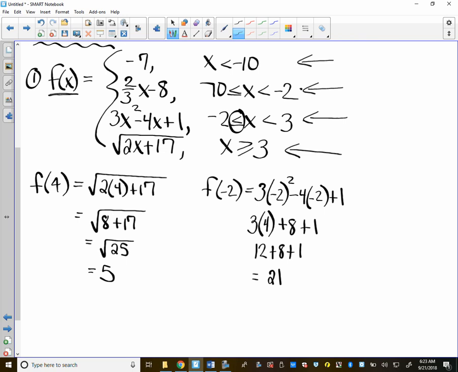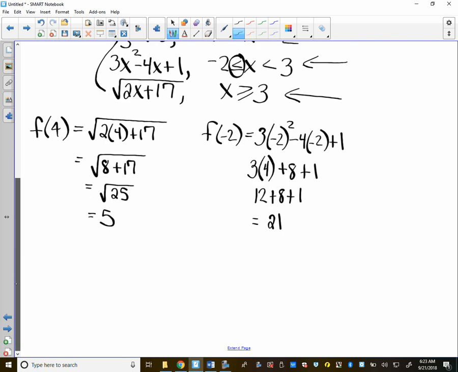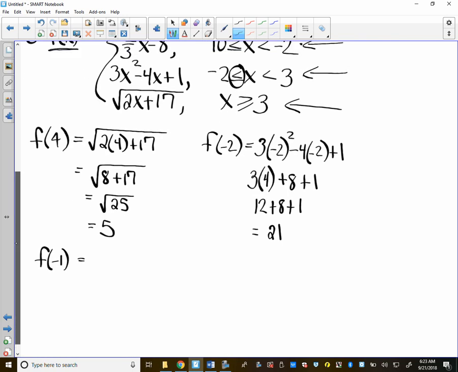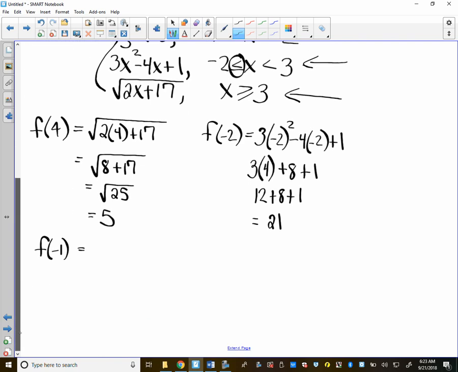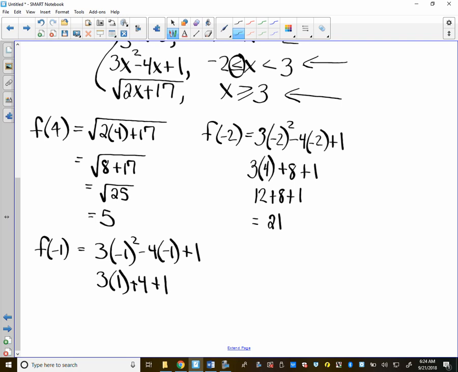Next one we're going to do is f of negative 1. Figure out where that belongs. So negative 1 also is between negative 2 and 3. Using that same quadratic function again. It belongs to that same piece. Go through order of operations. So you paused and did this yourself already and are checking. 8 plus 4 plus 1 is 8.